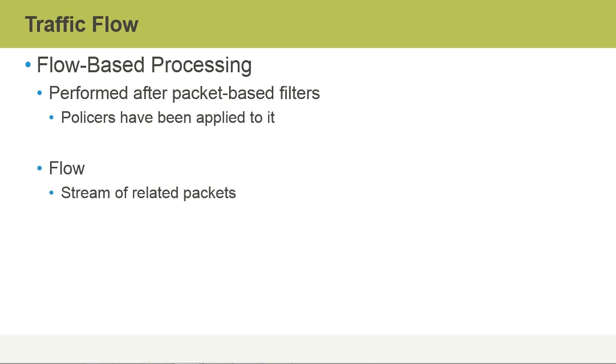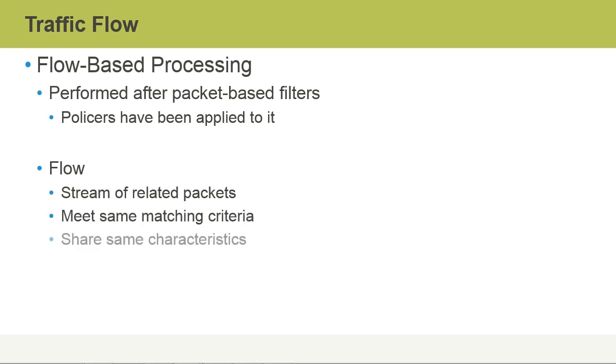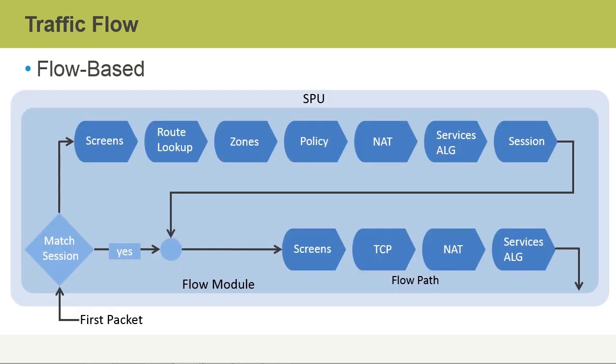So a flow is a stream of related packets. The packets are related by virtue of the fact that they have the same matching criteria under processing and that they exhibit the same characteristics. That's the pattern, if you will. This diagram is an abstract view of how flow-based processing happens on a Services Processing Unit or SPU. All flow-based processing for a particular flow happens on one SPU.